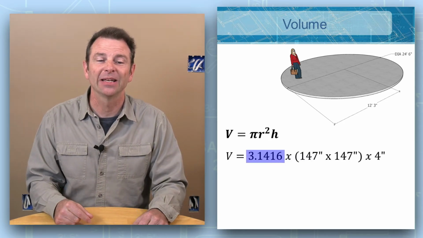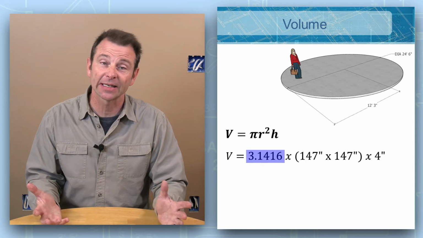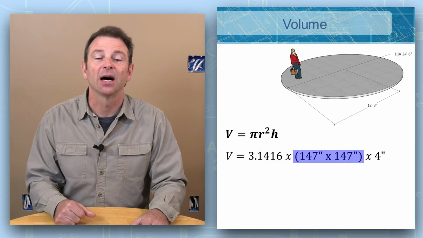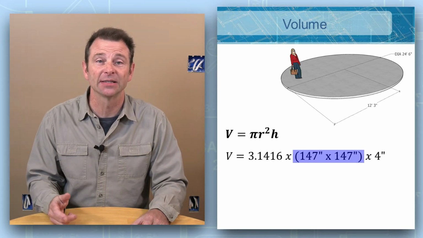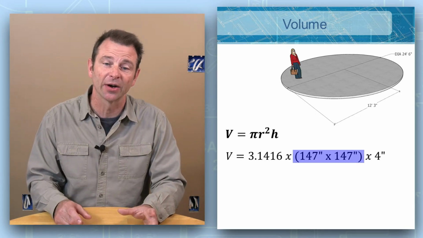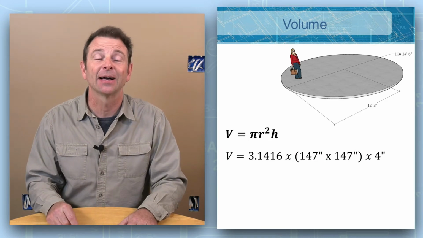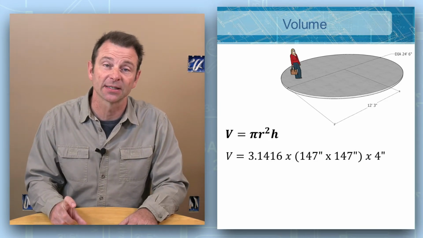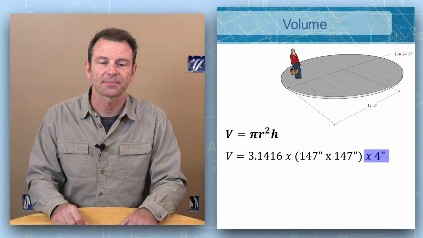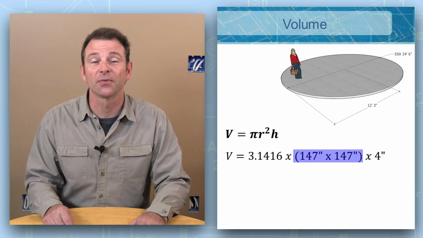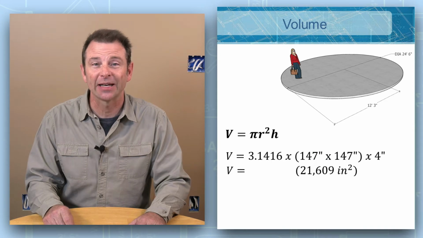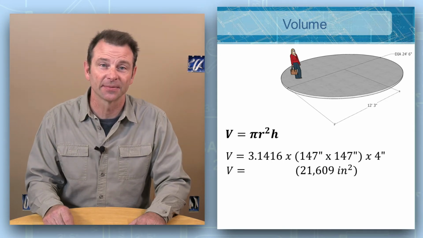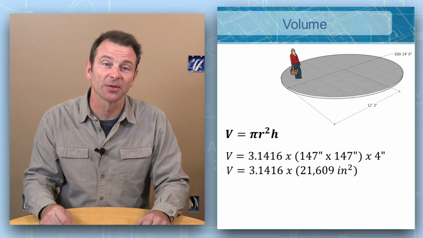So volume equals 3.1416, that's pi, times 147 inches, which is our radius, times 147 inches, that gives us our radius squared. And then we're going to multiply that times the height, or thickness, of this slab of 4 inches. Our radius squared, or 147 inches times 147 inches, equals 21,609 square inches. Now we have three numbers we can multiply together.